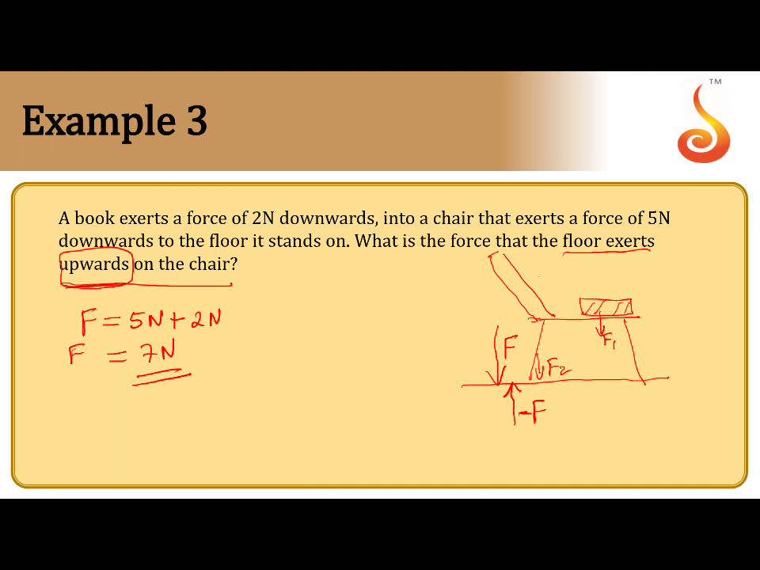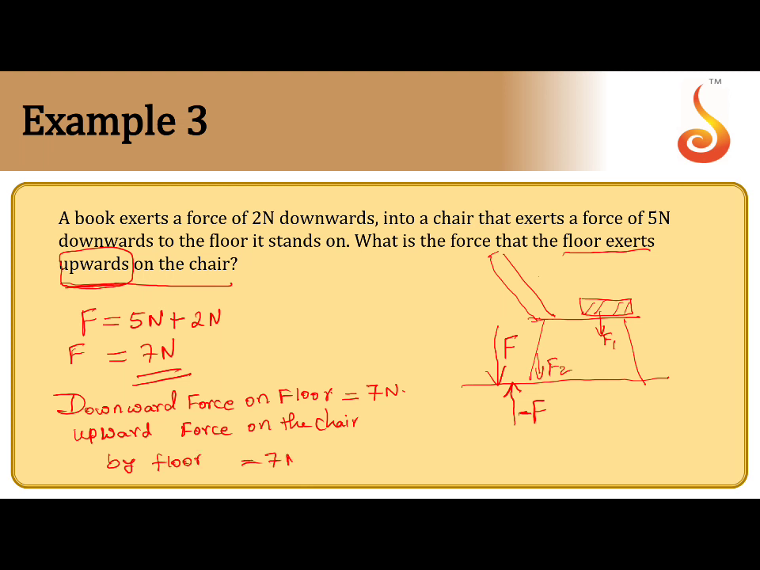So in the statement, you can write the downward force on the floor is equal to 7 Newton. So the upward force on the chair exerted by the floor is also equal to 7 Newton from Newton's third law.